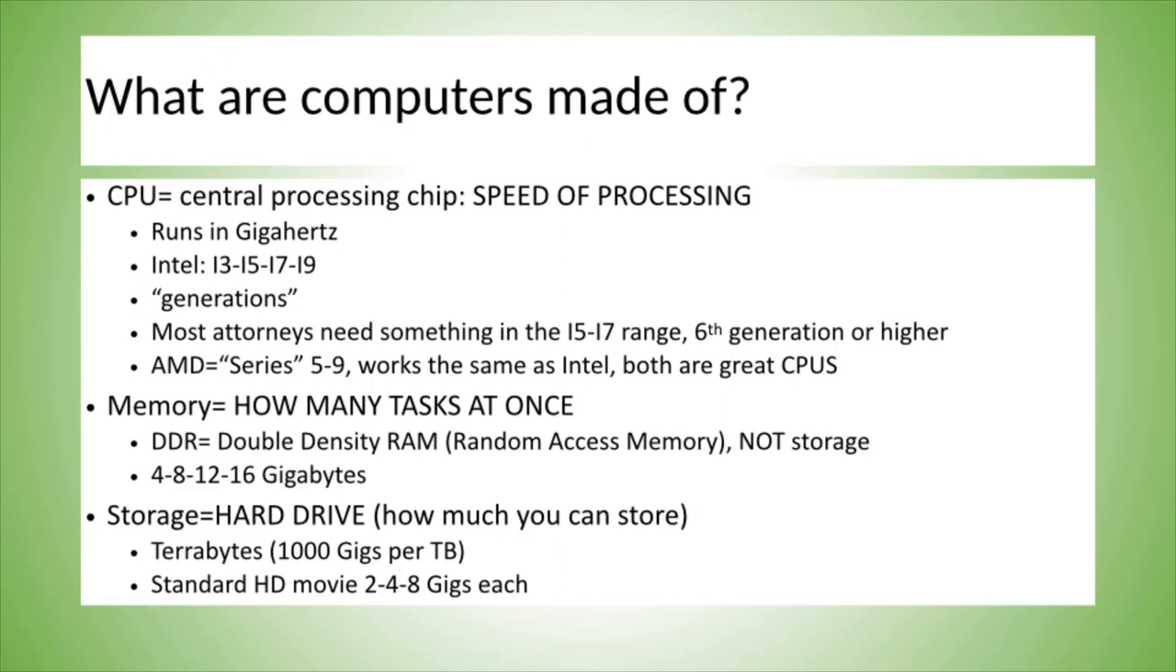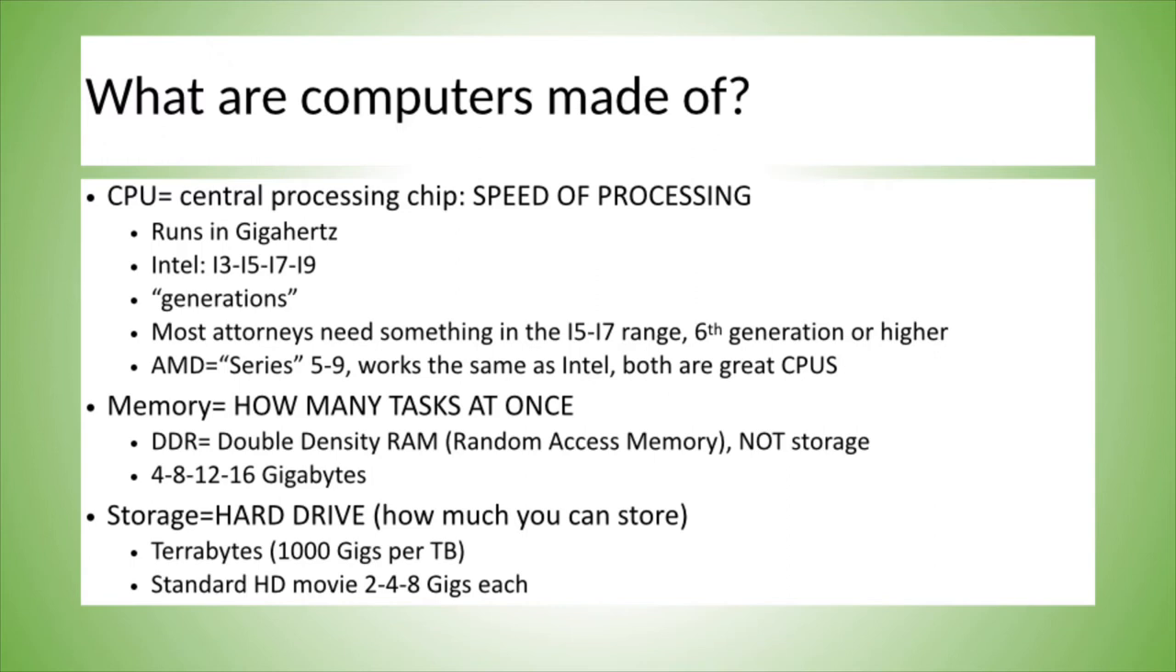So some people are like, well, I saw a sixth generation i5 and it was more expensive than a third generation i7. And that's because it actually runs fast. So if you can find something right now that's in the sixth generation or higher, that's a good place to go.